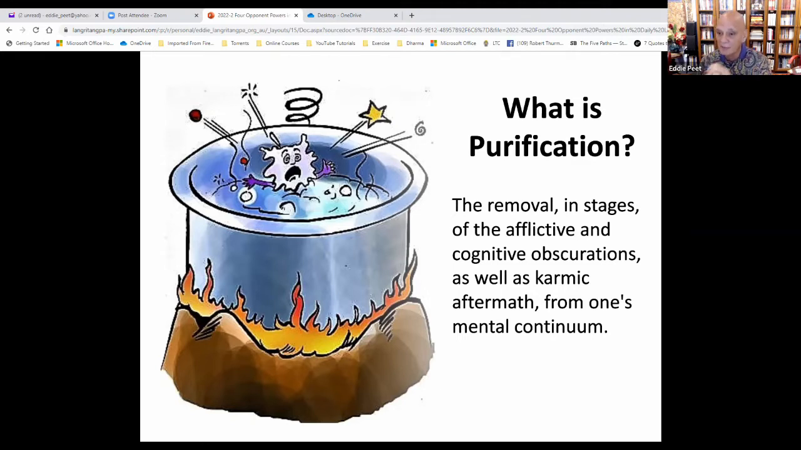And it's the same with the behavioral result and the experiential result. We do something to stop that behavioral result or the experiential result. And that doing something is called purification.